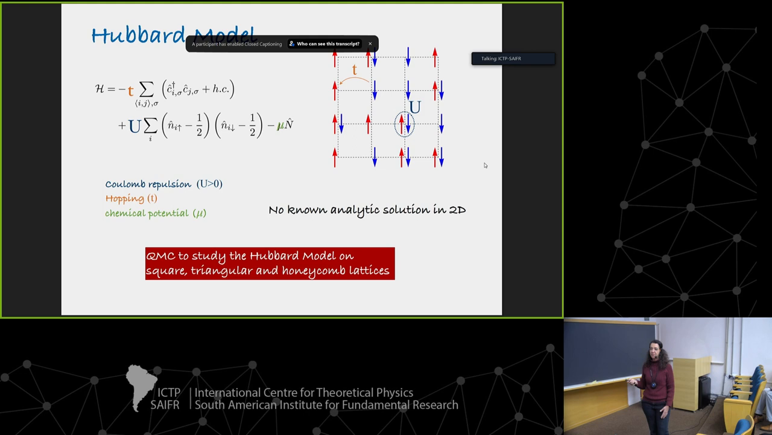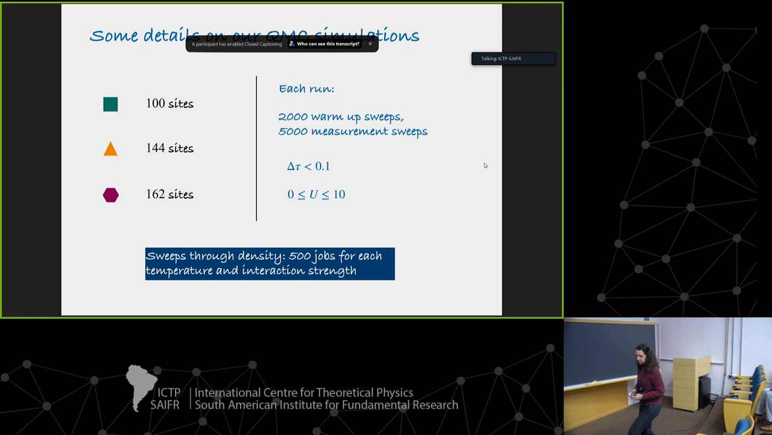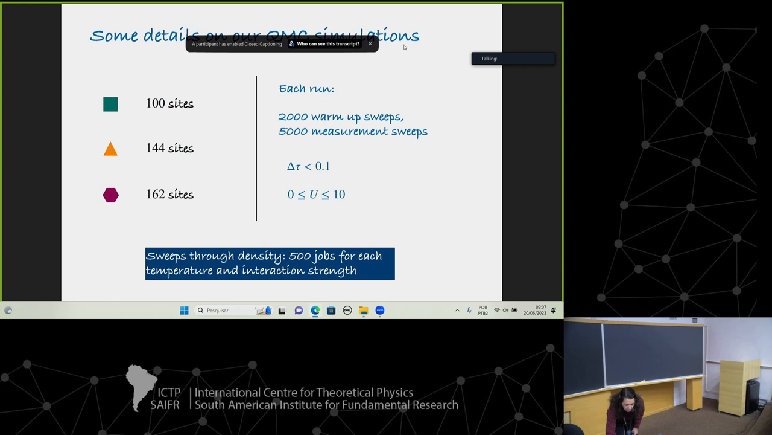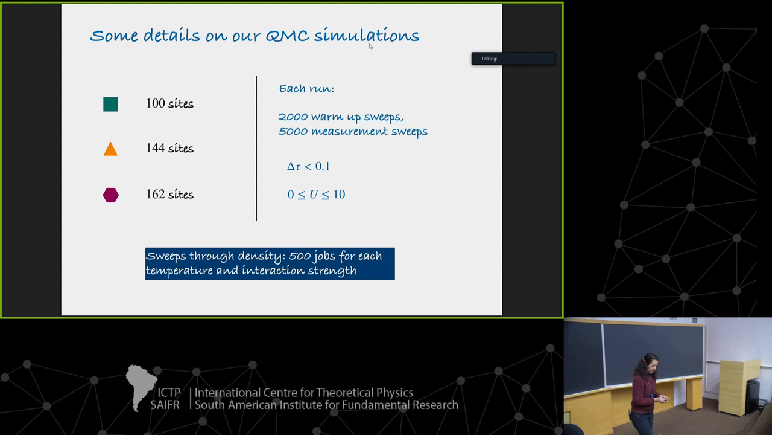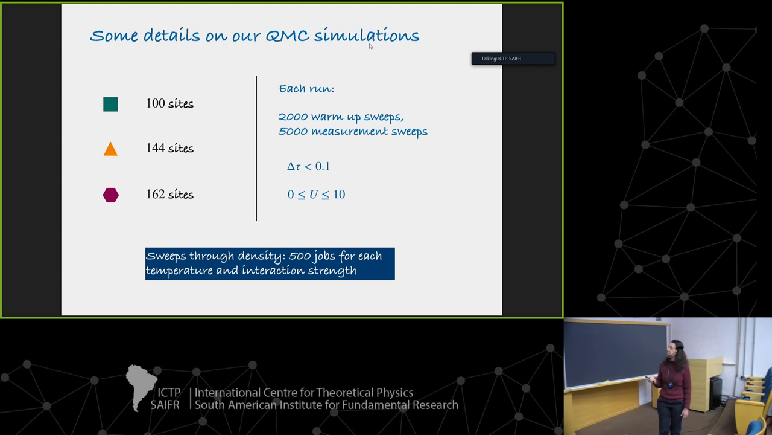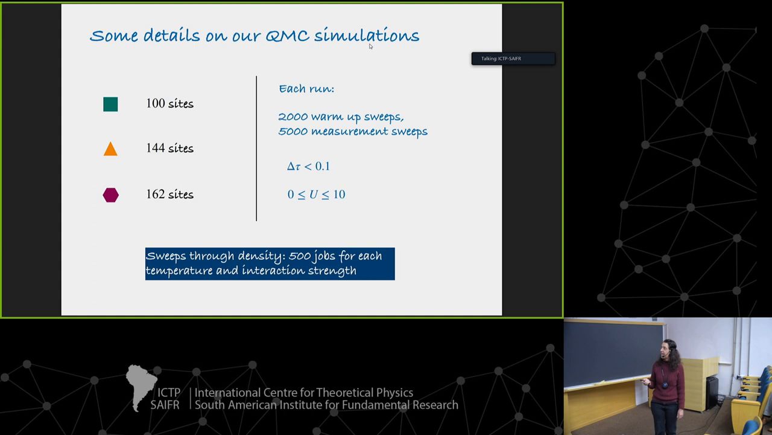I am not going to say much about quantum Monte Carlo. I'm not giving many details on the calculation, but I think some details are important. For the square lattice, we studied 100 sites, a 10 by 10 lattice. For the triangular, 144. And for the honeycomb, 162. In each run, we did 2,000 warm-up sweeps and 5,000 measurement sweeps. For each given configuration, we usually use 10 such runs. We use a delta tau smaller than 0.1, and we studied a range of interaction strengths.